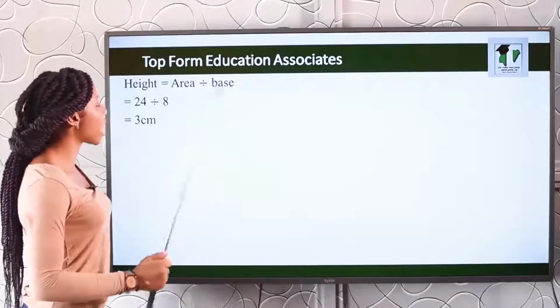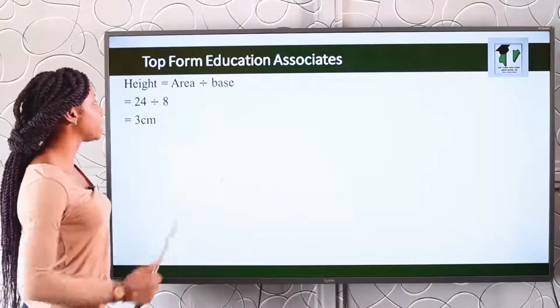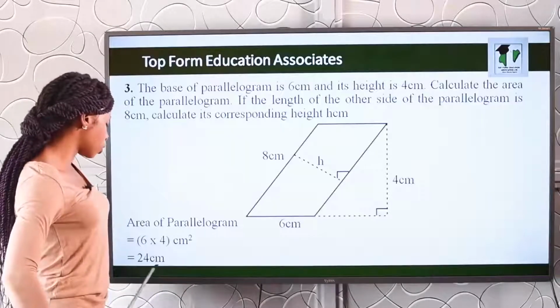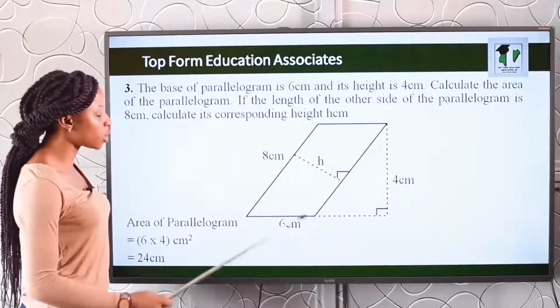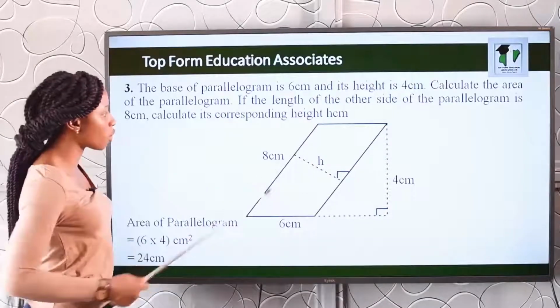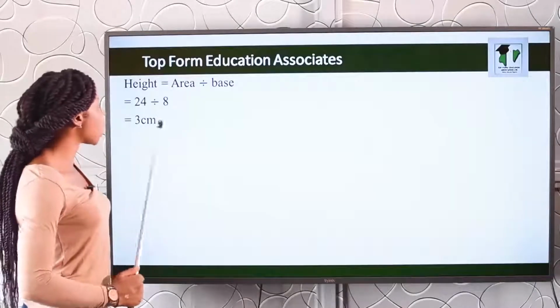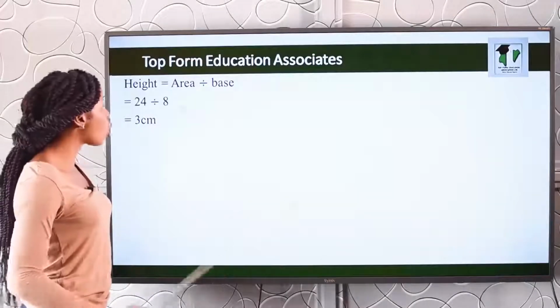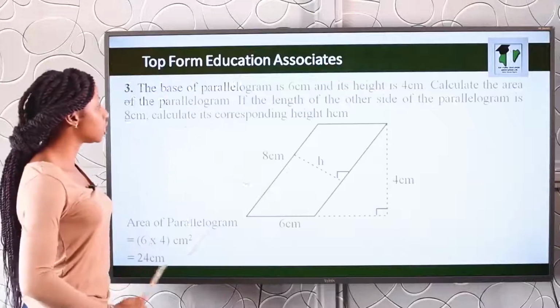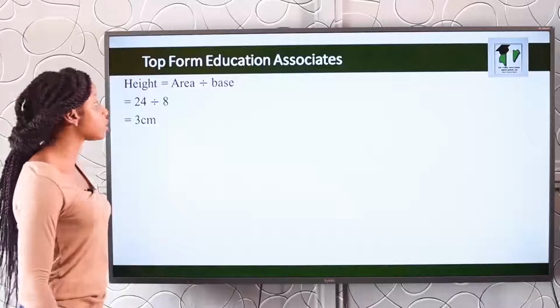Now, to look for the height, we divide the area over base. Okay, we've gotten the area now, 24 centimeters. Now, the base is what? This is the second part. This is the base of the second part. So we divide it. 24 divided by 8 is 3 centimeters. So the height of this second part of the parallelogram is 3 centimeters.